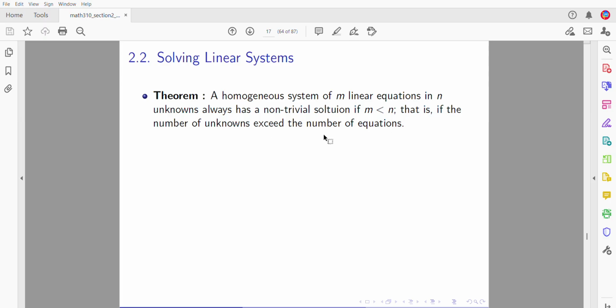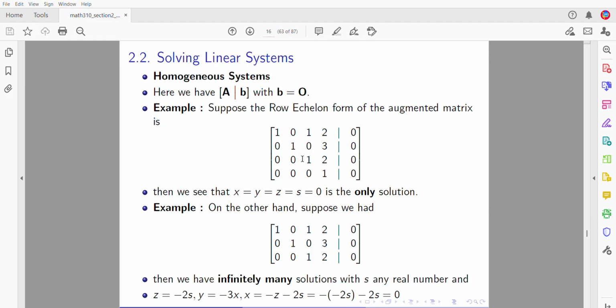So if the number of variables, or unknowns, is more than the number of equations, you are guaranteed a non-trivial solution. Let's go back to the two examples. Look at that: the number of variables is 1, 2, 3, 4, and the number of rows is 1, 2, 3. With more variables, you are guaranteed a non-trivial solution. Because this is homogeneous and non-trivial, you end up having infinitely many solutions.